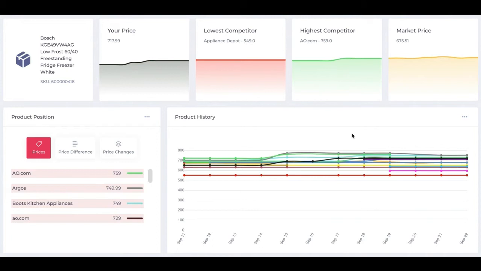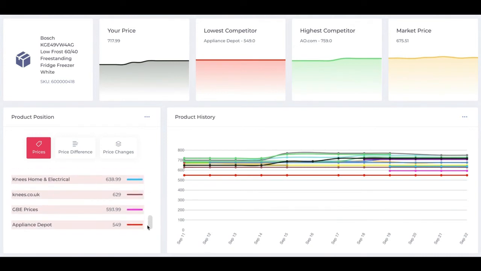The third thing I notice is that I'm actually priced quite expensively. There's someone selling it probably 20% cheaper than I am. And then my real question then is, who's selling it that much cheaper, and do I class them as actual competitors, or is it just a reseller or someone else that I don't need to follow in terms of price? So I can see that by looking at the product position table and working out who the bottom competitors are. I can see that in particular, knees and GBE prices are selling much lower than me.